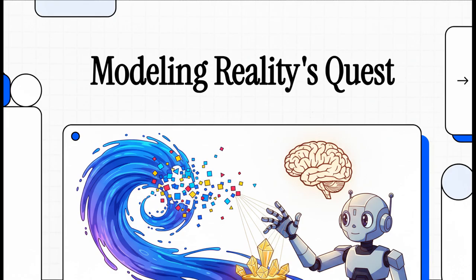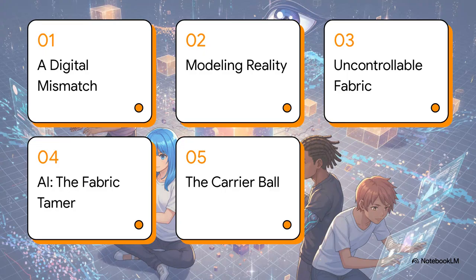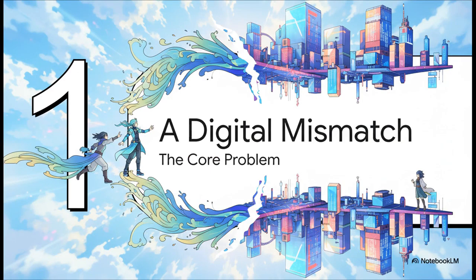This mind-bending quest to model reality itself and the strange, almost uncontrollable digital substance that scientists had to invent to even try. So here's the game plan. First, we'll get into the weeds of that fundamental mismatch between our world and the digital one. Then we'll explore the absolutely wild idea of an uncontrollable fabric that was created to bridge that gap. After that, we'll see why AI might be our only shot at taming this thing. And you're going to want to stick around for the end, because that's where we uncover the ultimate prize in this whole quest, a theoretical object some are calling the carrier ball. All right, let's dive right in.